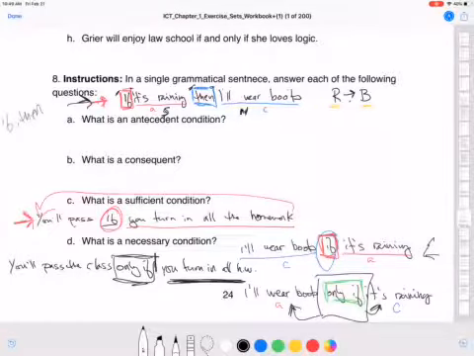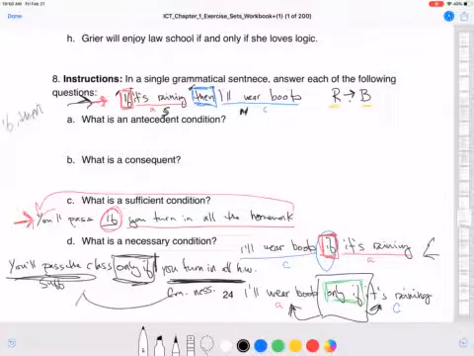So "you'll pass the class only if you turn in the homework" shows that this, which is both the consequent of the material conditional and the necessary condition, is not sufficient. This is the sufficient condition. Because what this says is that if you've passed the class, then you must have turned in all the homework, right? Because passing the class actually guarantees you've turned in all the homework. But turning in all the homework doesn't guarantee that you've passed the class.